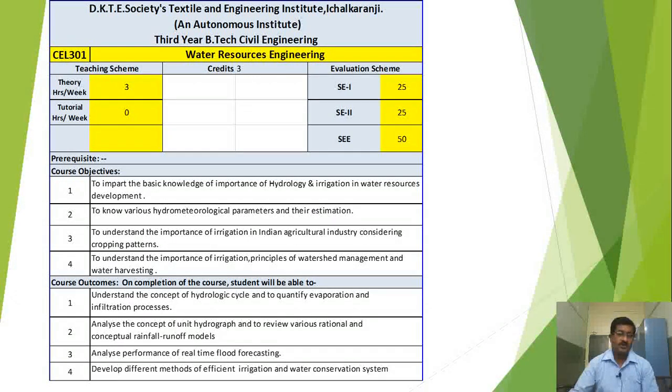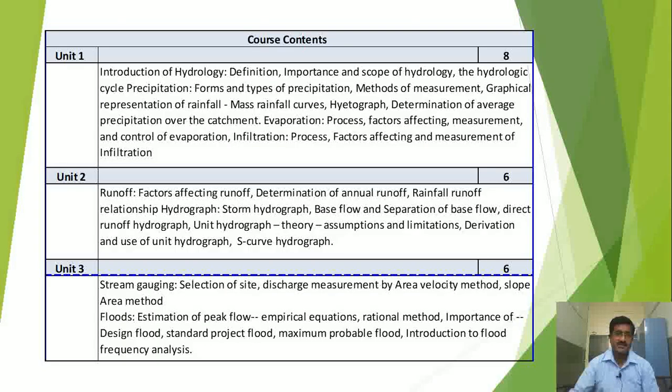So, we will see now the course outcomes. On completion of this course, students will be able to, first, understand the concept of the hydrological cycle and quantify evaporation and infiltration processes. Second, analyze the concept of unit hydrograph and review various rational and conceptual rainfall runoff models. Third, analyze the performance of real-time flood forecasting. Fourth, develop different methods of efficient irrigation and water conservation systems.